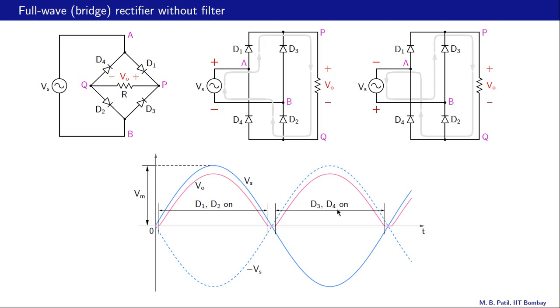In this half cycle, Vs is negative and minus Vs is positive. In this case, D3 and D4 conduct, and as we have seen, Vo and minus Vs are nearly equal, and that is what we see over here. That is Vo, that is minus Vs, and they are nearly equal. The difference, of course, is because of the V on drops across D3 and D4.